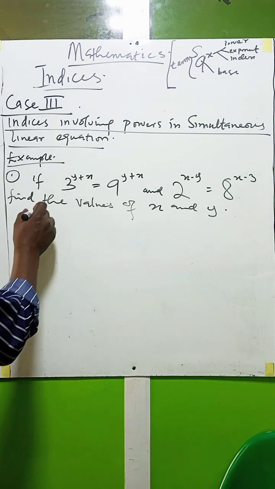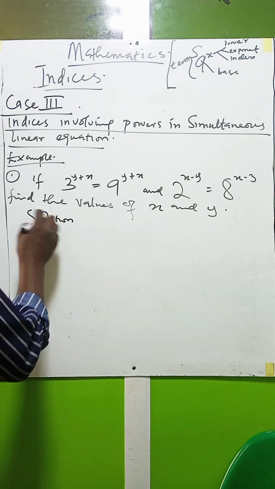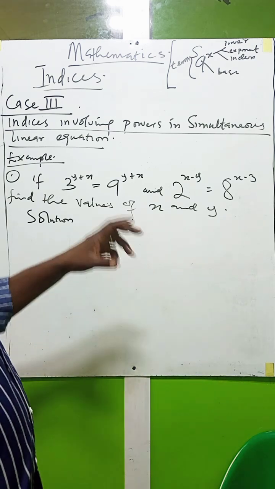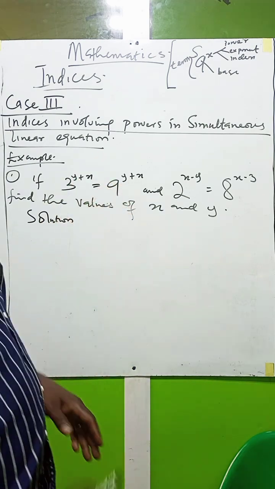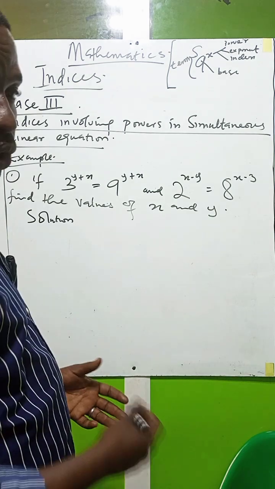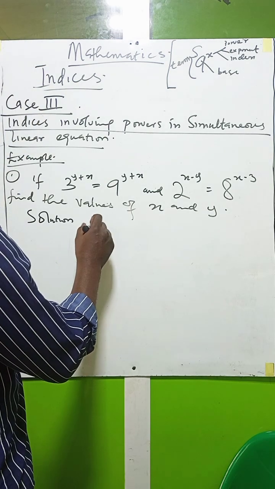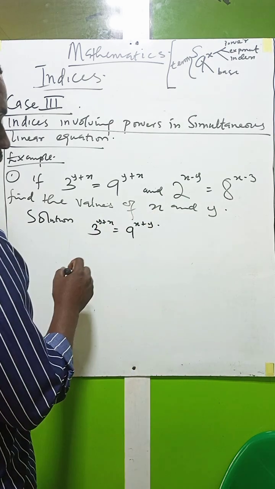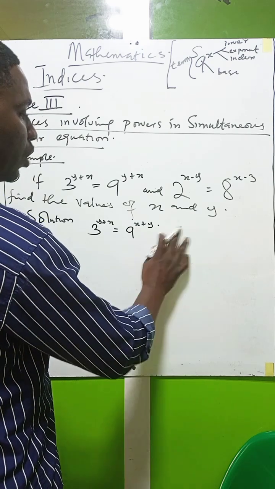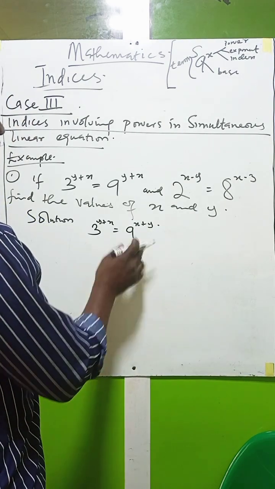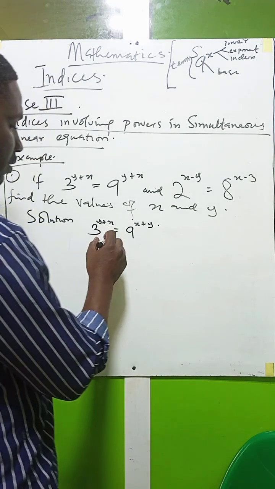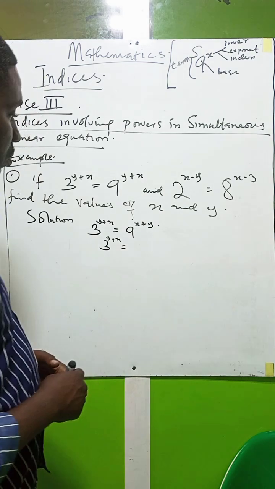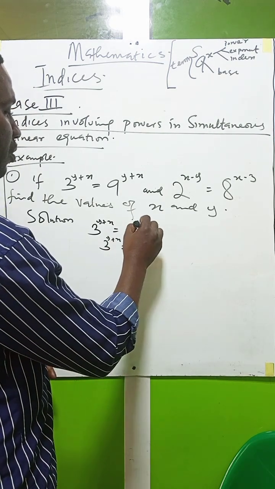Okay, let's see the solution to this. Now, if we have a problem like this, the first thing we do is to place them in simultaneous form and label our equations. So we have 3 raised to power y plus x equals 9 raised to power x plus y. Okay, we can resolve this first. Bring out their common base. 3 raised to power y plus x equals, sorry, this is y plus x.